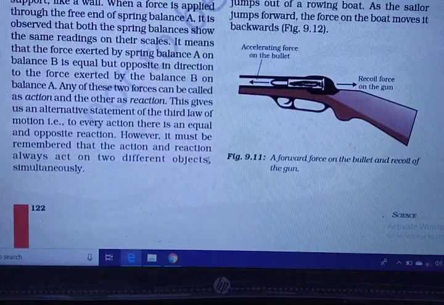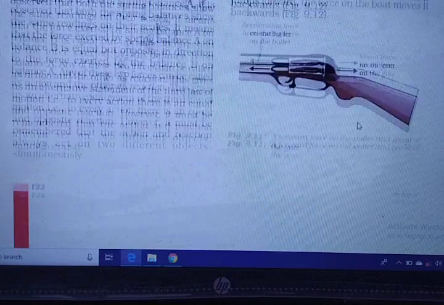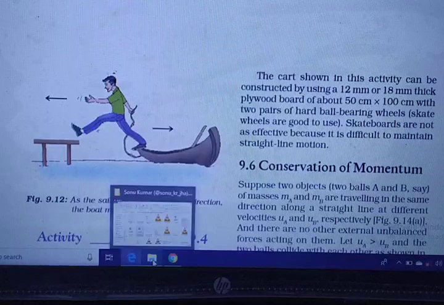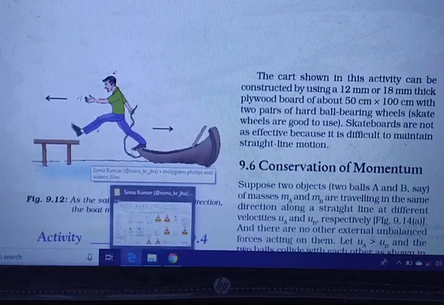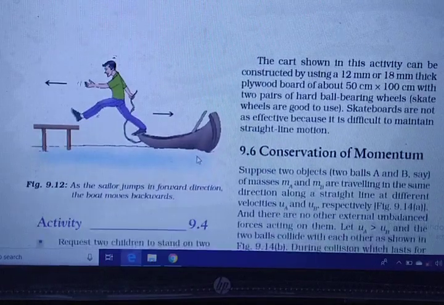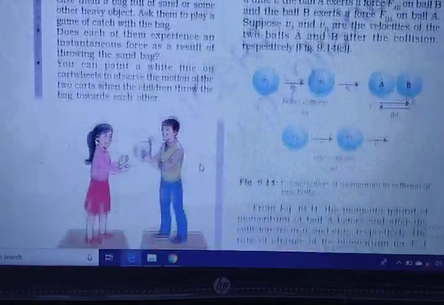So these are a few examples of Newton's third law of motion. Remember, whenever any action is done, there is also a reaction with an equal amount of force. You can see here some activity has been done.